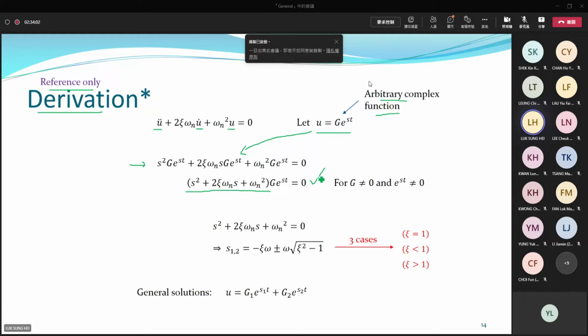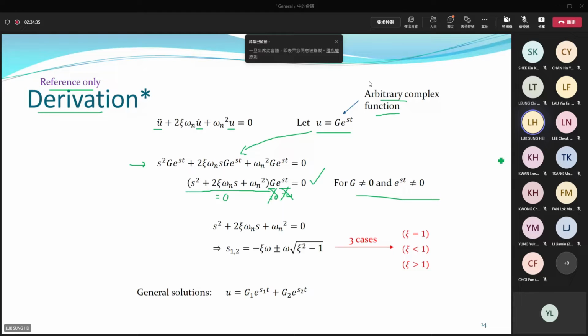You have 3 options. The first part equals 0, second, g equals 0, or third, e^(st) equals 0. You have 3 scenarios, right? The first part equals 0, or the second part equals 0, or the third part equals 0. Either one of them can make this equation equal to 0. But obviously, we are not going to consider the second one and the third one, because we want to get a more general solution.